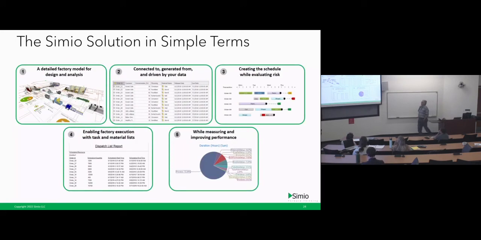So the 5 simple steps again: create a detailed factory model for design and analysis, connected to, generated from, and driven by your data. So you get data from the ERP system, generate your model, generate a schedule, write that schedule back to various production level systems and so on. While you're creating the schedule, you can evaluate risk.